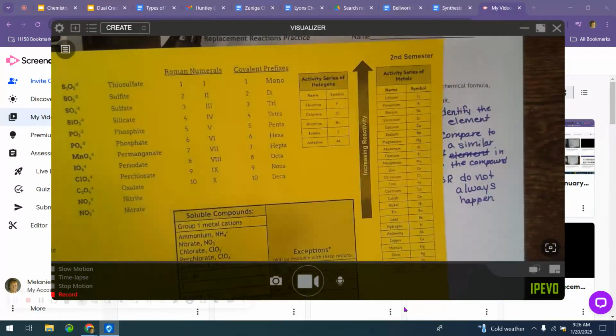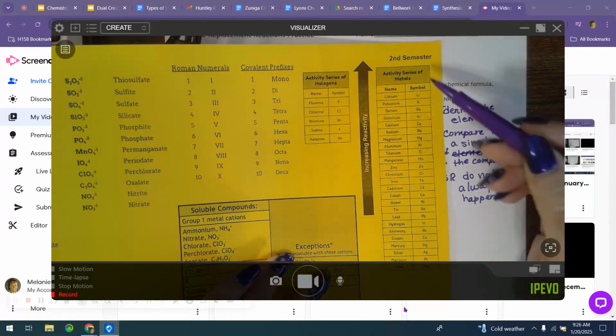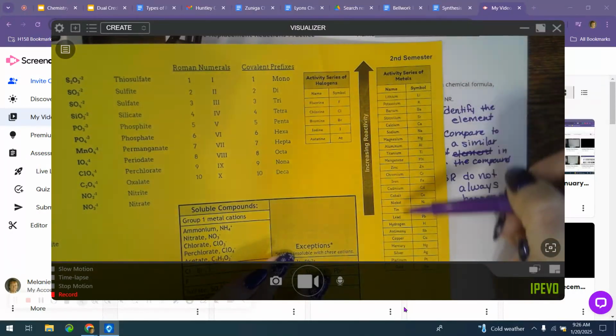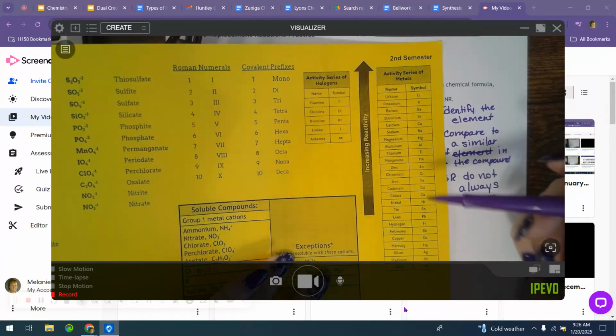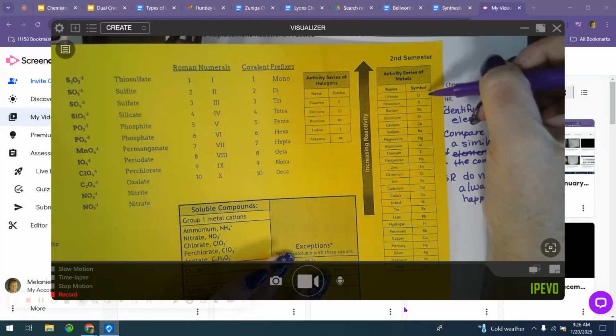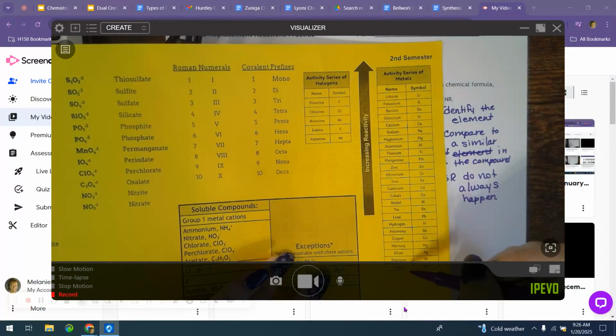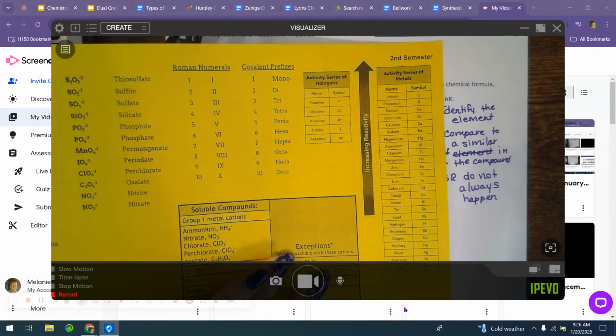And to do this, you're going to need this thing called the activity series, and it's on the back of your periodic table. Okay, and this is a list of metals. The metals at the very top are very, very reactive. The metals at the bottom are less reactive. What happens is, in a single replacement reaction, the more reactive element is the one that's going to end up in the compound and not by itself.